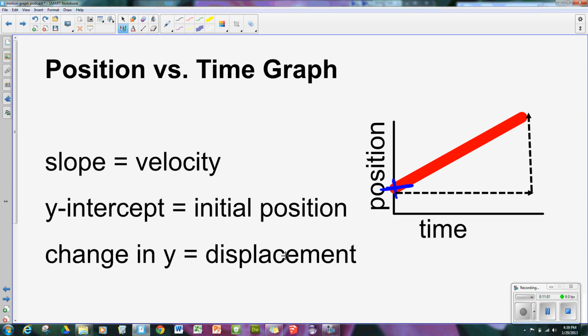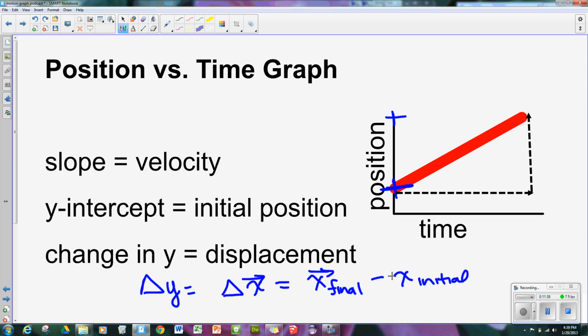And your change in y will simply be your initial position here and your final position here. So displacement, change in y, will be change in position. Remember, that's x is our position variable, equals xf, which is final, with an arrow to indicate a vector, minus x initial, which is where it's starting, to get the value for displacement.